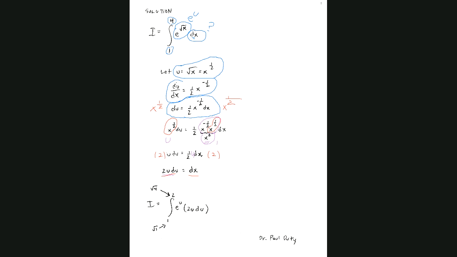Our integral I is equal to the integral from 1 to 2, because those are our new u limits. The integral I equals the integral from 1 to 2 of e to the u power times 2u du.